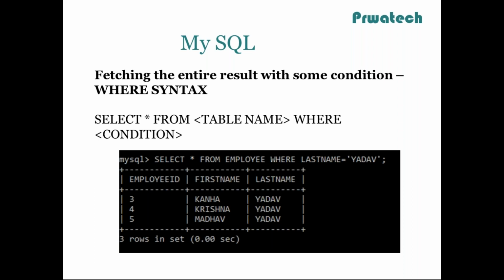You can see here all the records with the last name Yadav are shown: employee ID 3, first name Kanha, last name Yadav. Again, employee ID 4, first name Kanha, with the surname Yadav. And again, employee ID 5, first name Madhav and last name Yadav. Let us now check a few more variations.